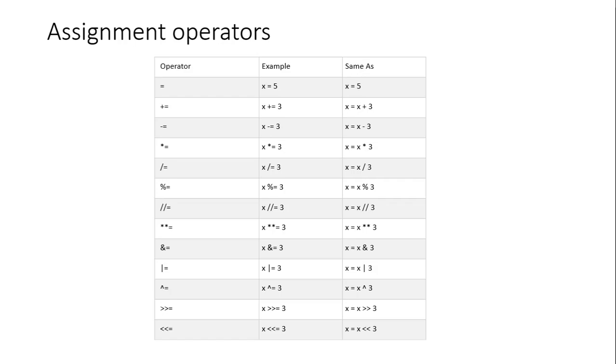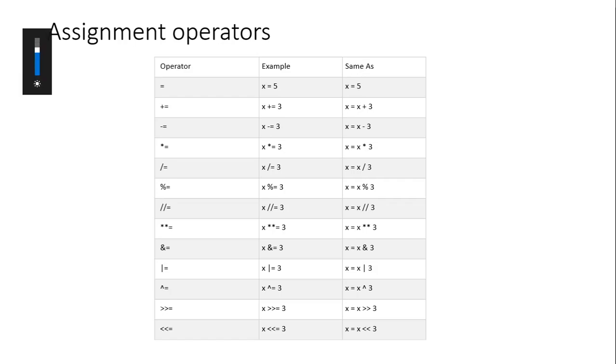In assignment operators, we have the following operators. First is the equals to operator, which assigns a value to a variable, from a variable to a variable, or from a constant to a variable. Here in the example, you can see x is equals to 5, where we are assigning the value 5, which is a constant, to the variable x, right?